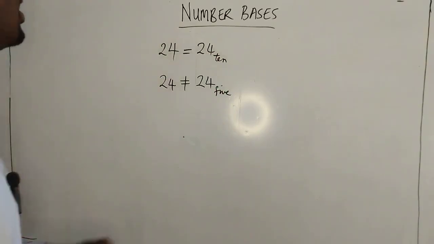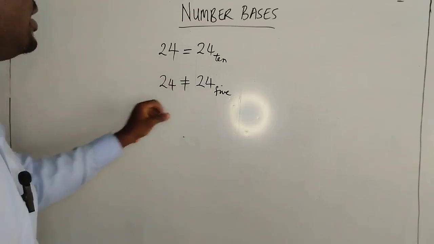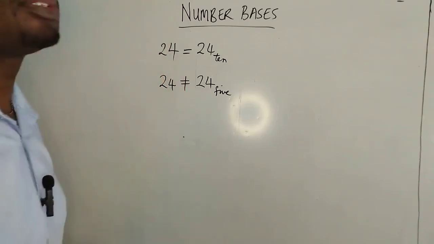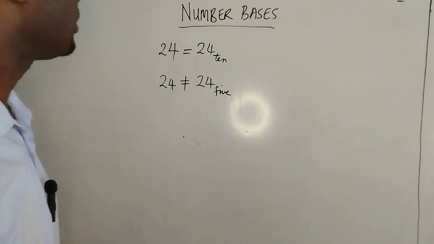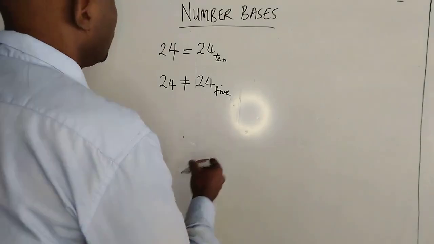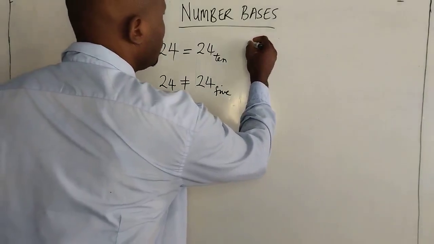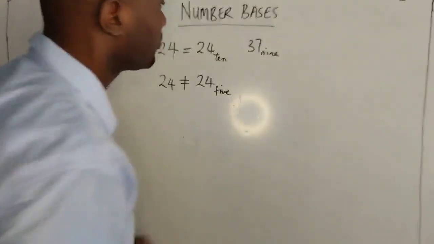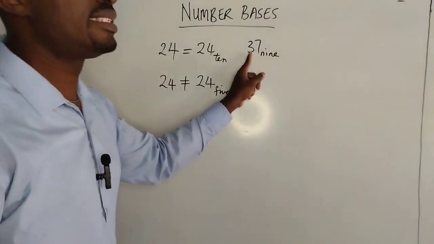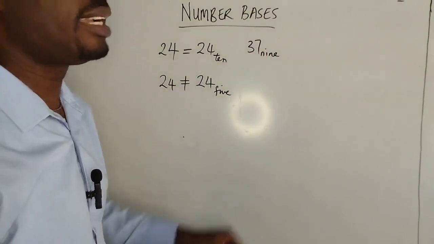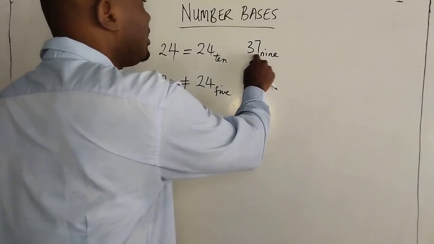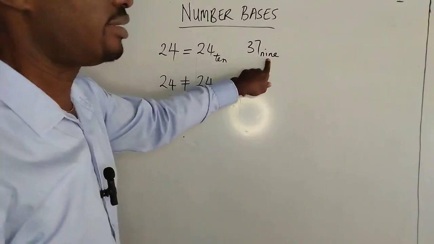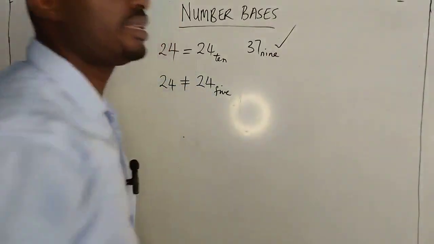Secondly, no base will contain a digit that is equal or greater than the base number. What do I mean by that? For instance, if I write 37 base 9, this 37 is a valid number in base 9. Why? Because the digits there, which are 3 and 7, none of them is up to 9. So this is a valid number in base 9.